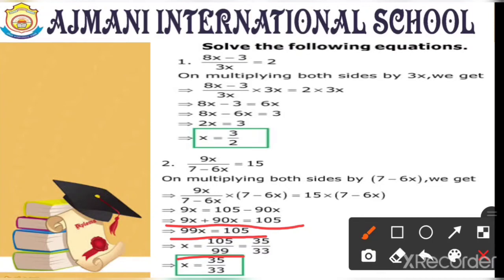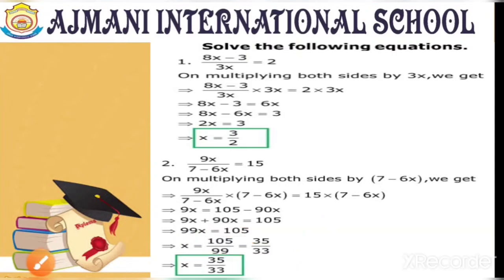Both the numbers can be cancelled out by 3. So 3 35s are 105 and 3 33s are 99. So your final answer is nothing but 35 by 33.